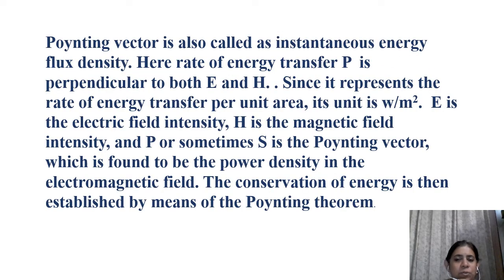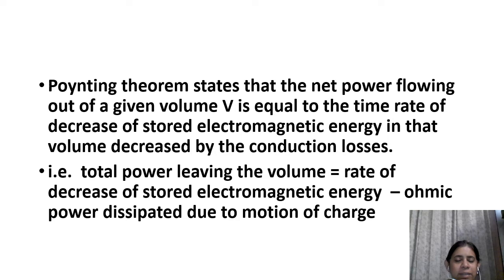Poynting vector is also known as instantaneous energy flux density. It represents the rate of energy transfer per unit area, so the unit will be watt per meter square. And Poynting theorem tells you about conservation of energy in electromagnetic waves when they travel.